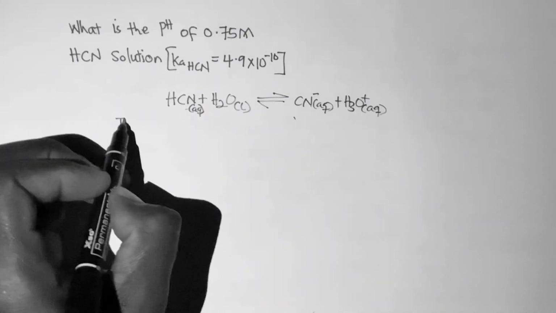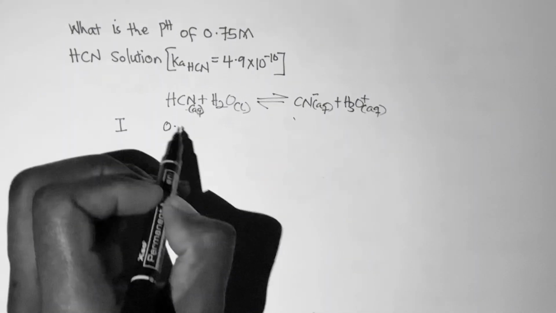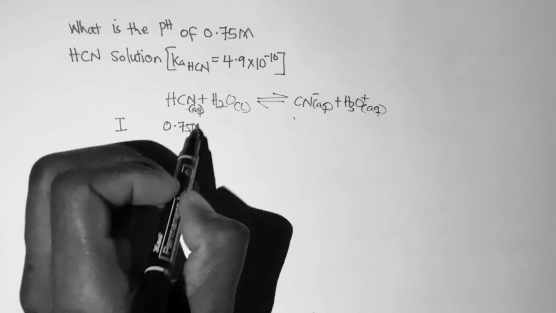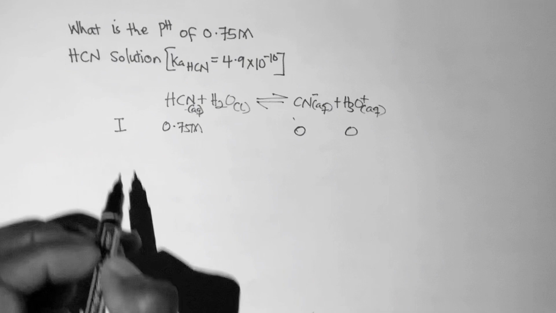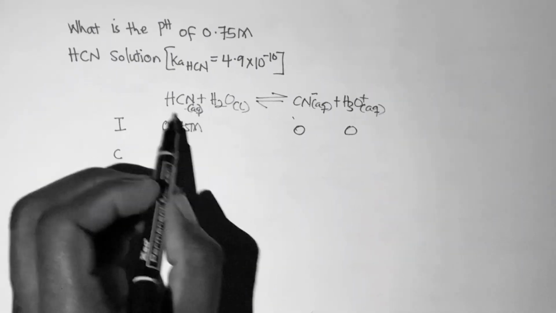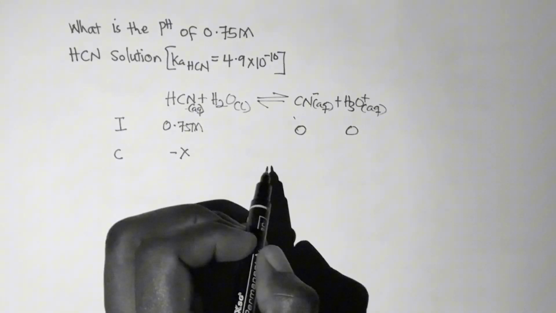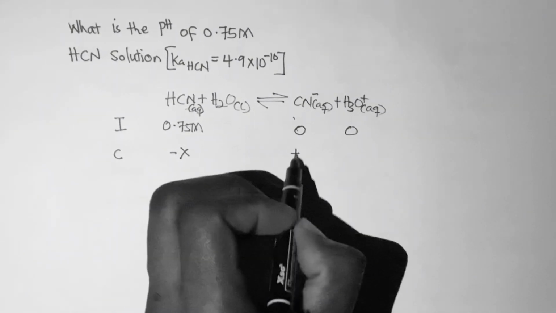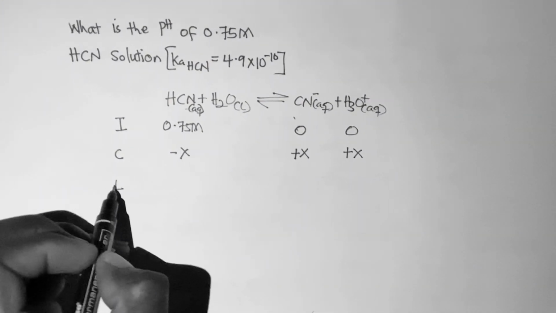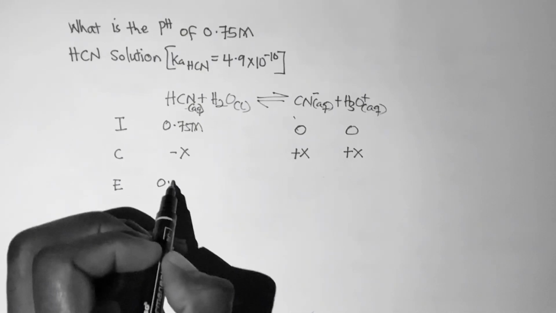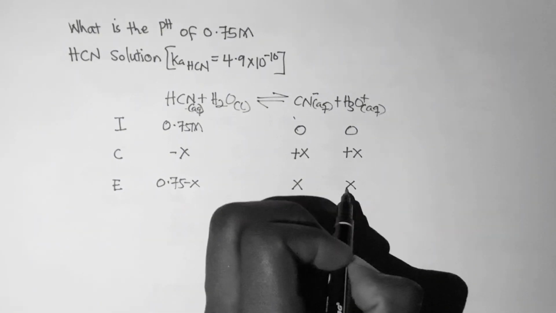So I'll use I to represent the initial concentration. The initial concentration of HCN is 0.75 molar. But before it dissociates, the others are 0 molar. Then the change: since HCN is depleting, here is minus X. And since CN minus is increasing in solution, here is plus X, and here is also plus X. Then the equilibrium concentration here becomes 0.75 minus X, and here becomes X, and this becomes X.